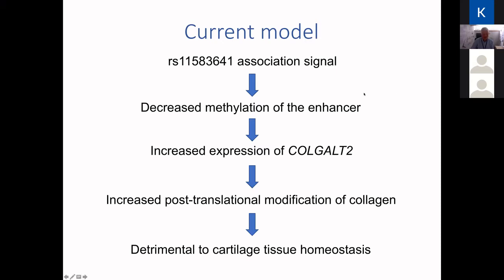So if we take that data together, our current model is that this polymorphism in the 3' UTR of COLGAL-T2 is an association signal. It's been replicated, it's robust. It correlates with decreased methylation of the enhancer, which resides within an intron of COLGAL-T2. We believe that this leads to increased expression of COLGAL-T2, and that increased expression of this enzyme will lead to increased post-translational modification of collagen, and that this will presumably be detrimental to cartilage tissue homeostasis.